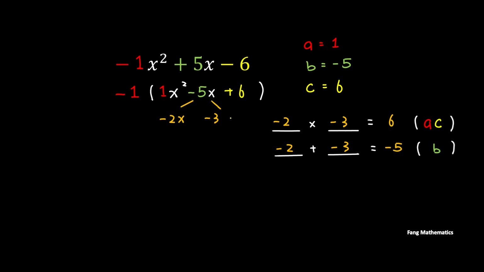Attach x to each term. Let's copy everything else back. So you have minus 1 as the factor outside the parentheses, and inside you have x squared minus 2x minus 3x plus 6. We should now apply the grouping method to group them into pairs. Remember, if you are looking at this term here, you have a minus sign attached, so you are to include the minus sign in your second pair. And in between the two parentheses, you are to put a plus sign.